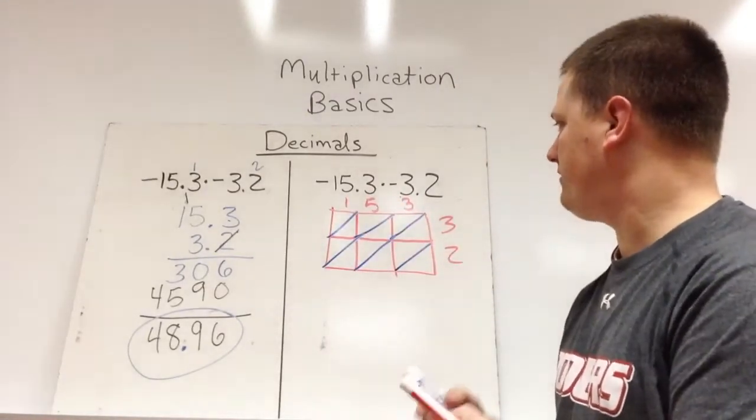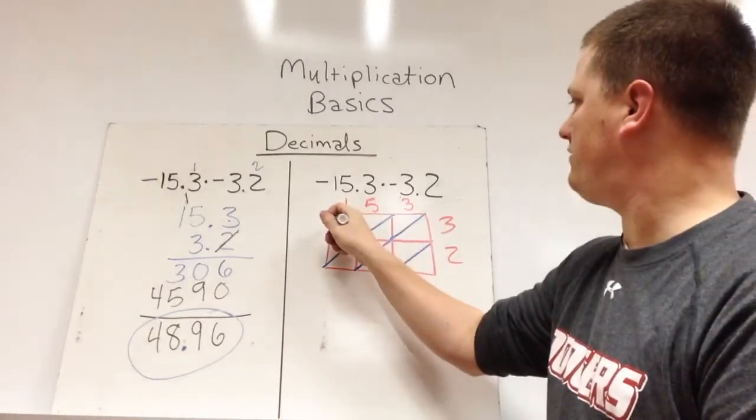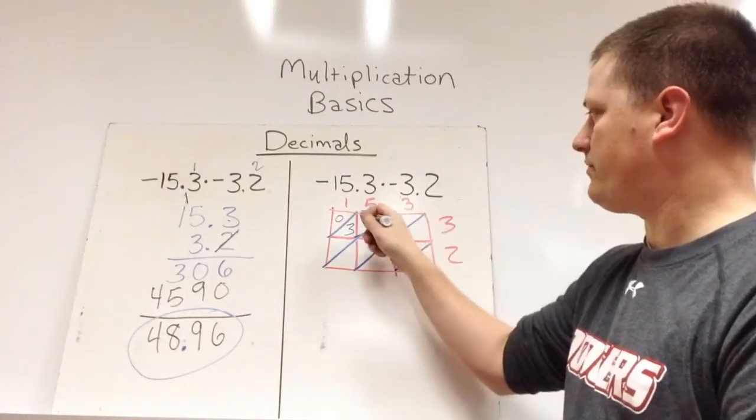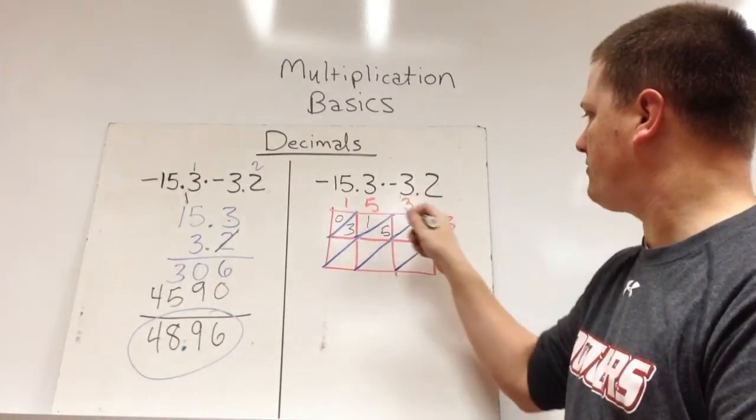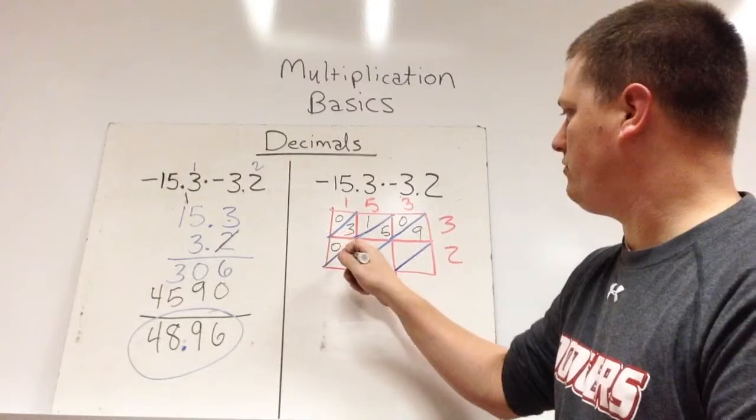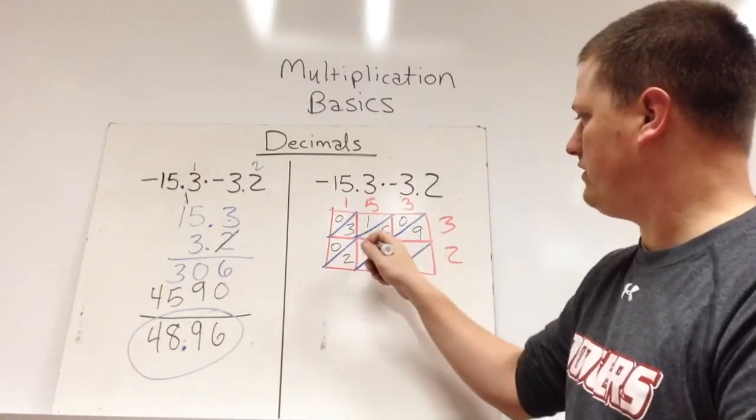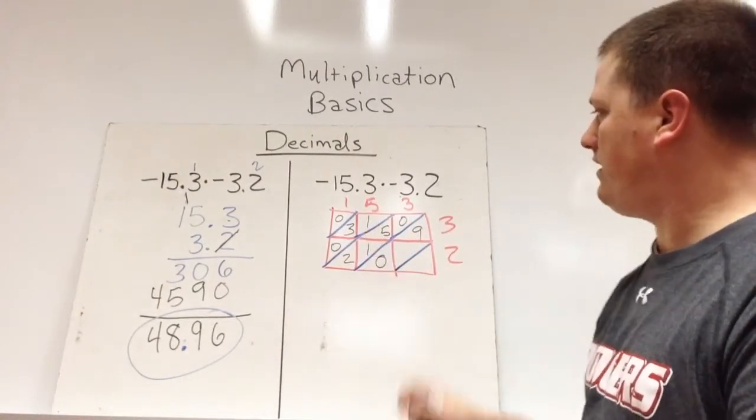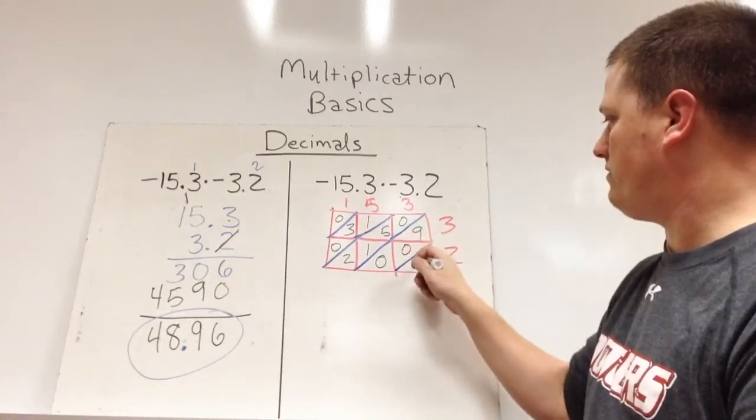And fill it in. 1 and 3 make 0, 3. 5 and 3 make 15. 3 and 3 make 0, 9. 1 and 2 make 0, 2. 5 and 2 make 10. And 3 and 2 make 0, 6.